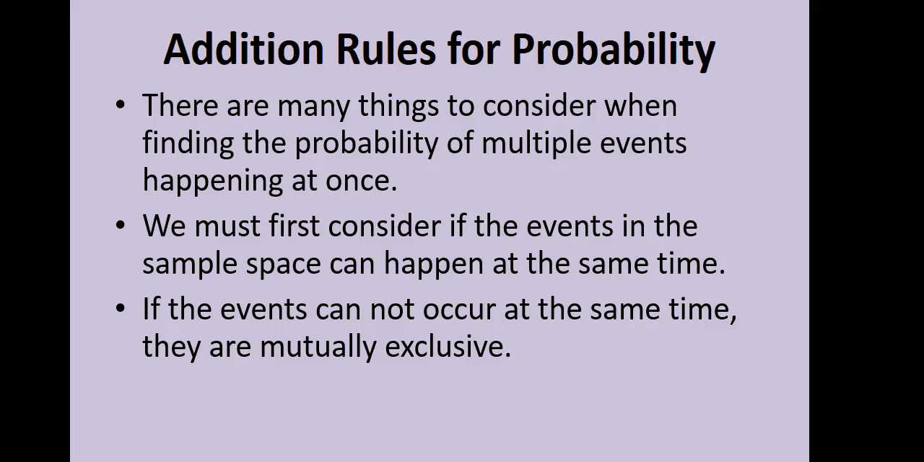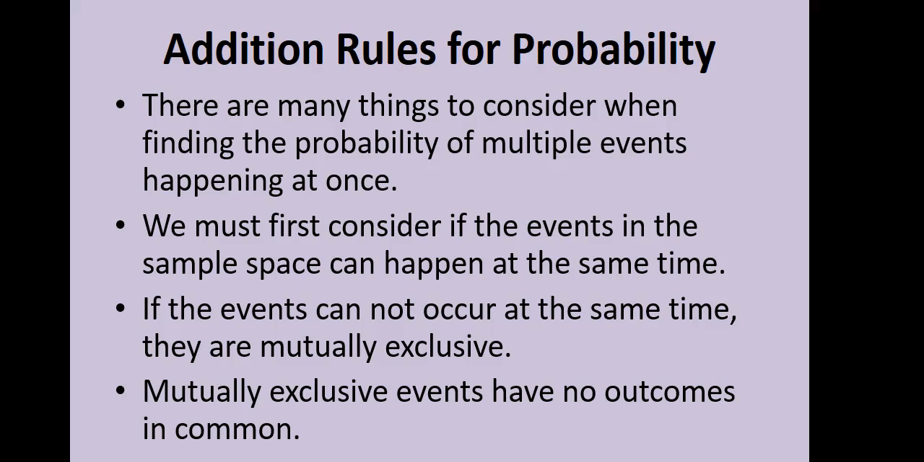For instance, I cannot flip a coin and get a head and a tail at the same time. It's not possible. However, if I was flipping a coin and drawing a card out of a deck of cards, I could flip a head and draw, say, the King of Spades at the same time. So they would not be mutually exclusive events. When things can't happen at the same time, they are mutually exclusive, meaning they're not going to have any outcomes in common. They don't happen at the same time.